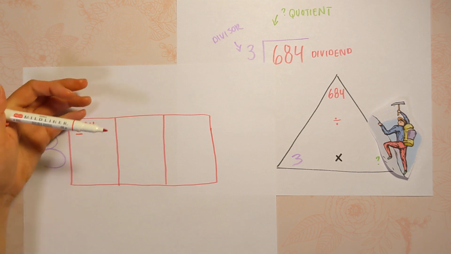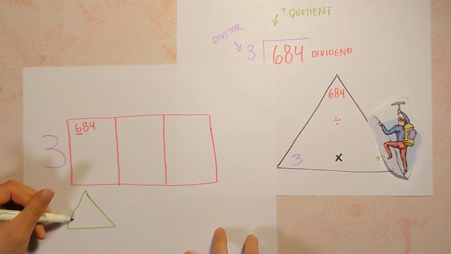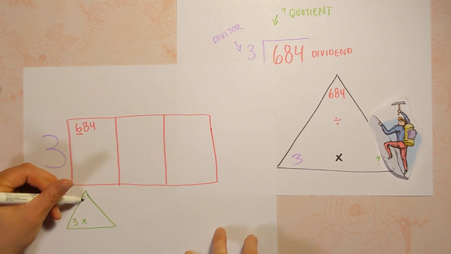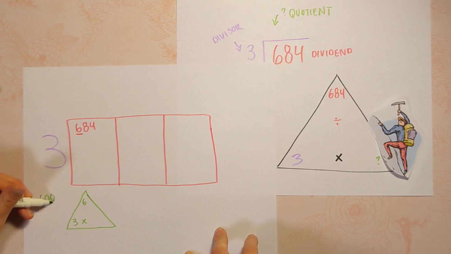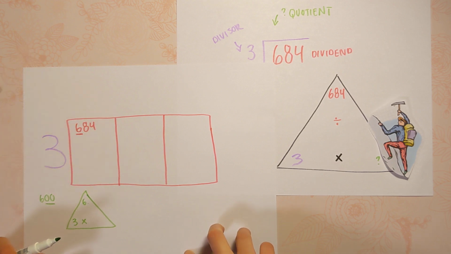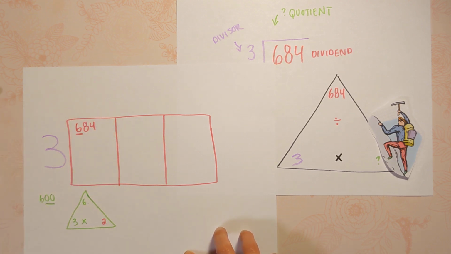We're going to do 3 times something equals 600. So if I draw another triangle, I'm saying 3 times what will get me close to 600? Or just think of it as a 6, because we know with zeros that you can just forget about them and put them back in later. So 3 times what gets us to 6 or close to 6? 3 times 2 gets us close to 6, right?